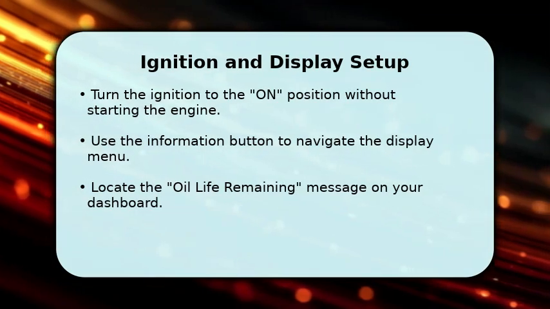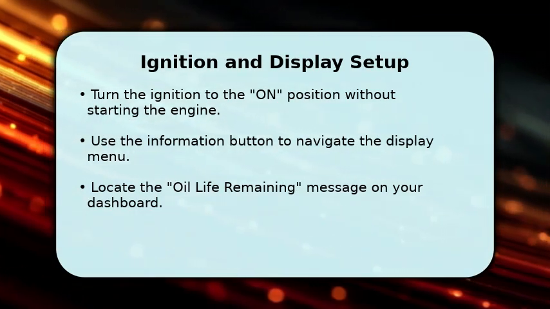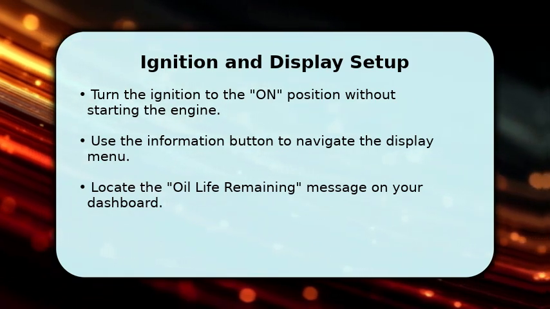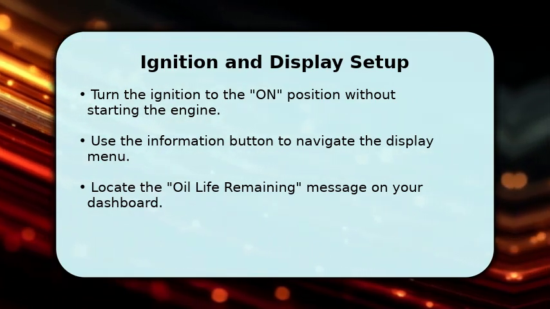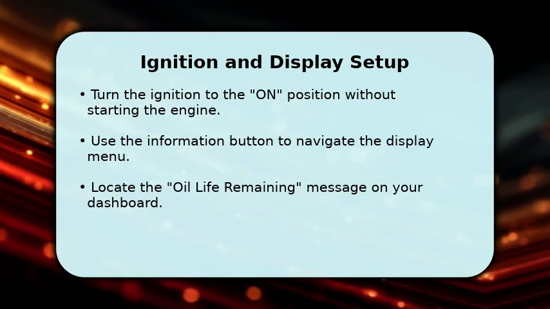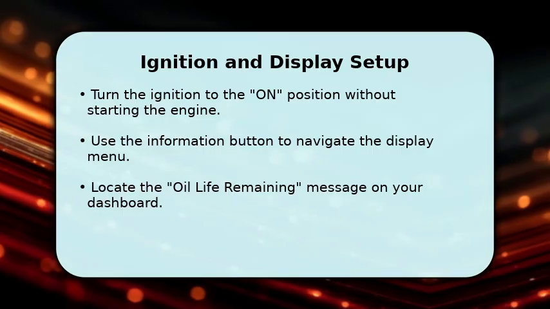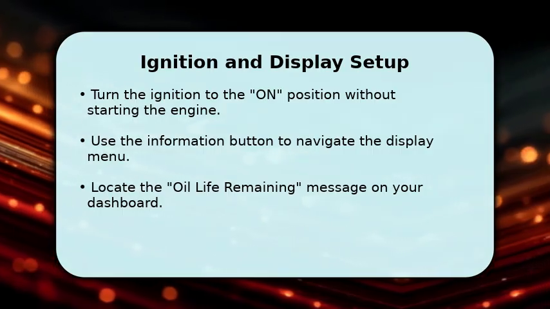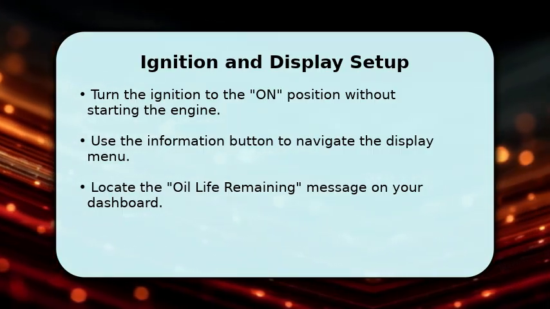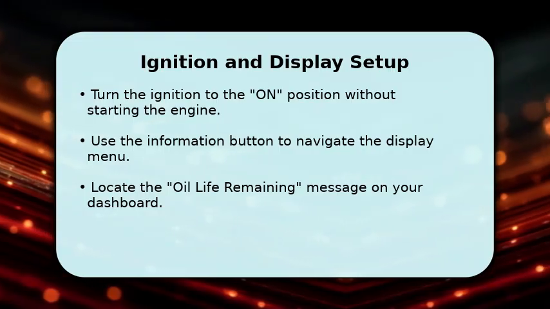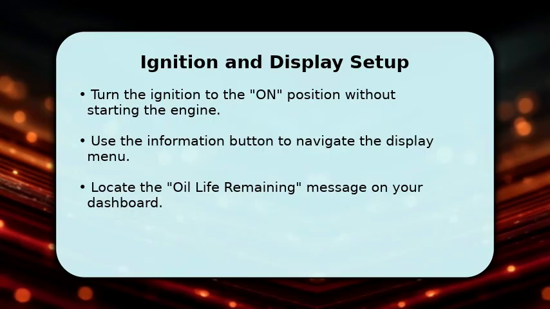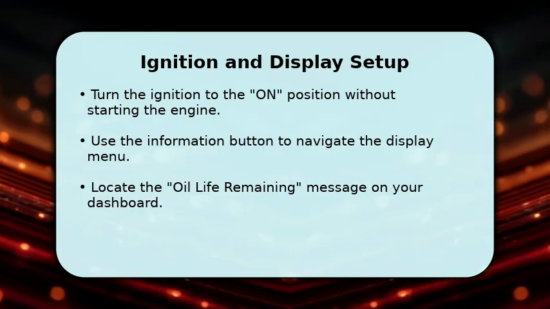First, get into your Buick Enclave and turn the ignition to the on position. Do not start the engine, just make sure the dashboard lights are active. Next, find the information button on your steering wheel or dashboard. Press this button repeatedly to cycle through the various display options until you see the oil life remaining message. This display shows you the current percentage of your oil's life.